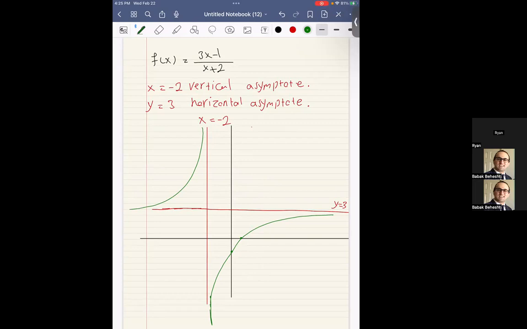So this is the graph of y equal to 3x minus 1 over x plus 2. This is the horizontal asymptote. You see the horizontal asymptote behavior here, and you have also the vertical asymptote here. Okay, is that clear? Is the graph clear?